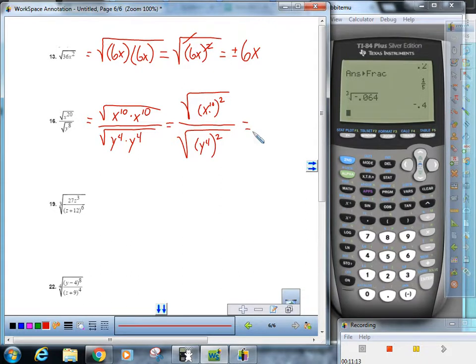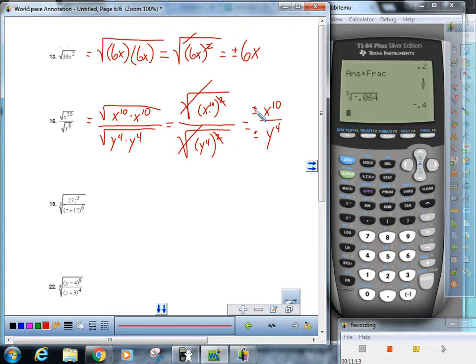They cancel each other out, so you end up getting x to the 10th over y to the 4th, because this squared cancels with that sign and this squared cancels with that sign. And if you want to include the plus or minus on both, you can, but I'm telling you that's the least of my concerns. I probably won't even put that on my key on the quiz. Okay? Alright.